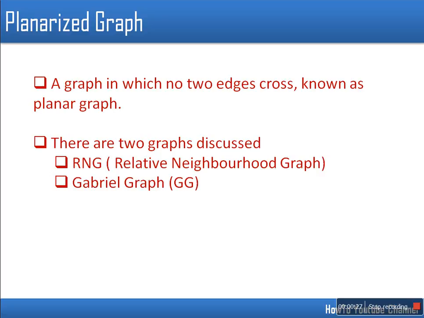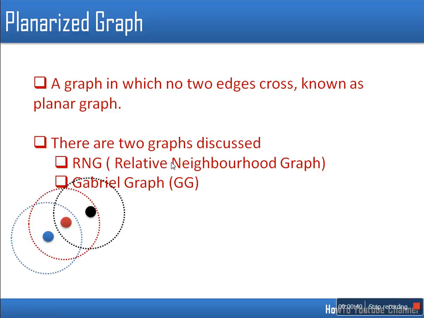So, planarized graph is a graph in which no two edges cross, and here we are going to take these two graphs, RNG and Gabriel graph. These two techniques we are going to use in GPSR for converting a non-planarized graph into planarized one. And instead of this notation, we are going to use this notation. So if a node is connected with another node, it means that these two nodes are in the range of one another.